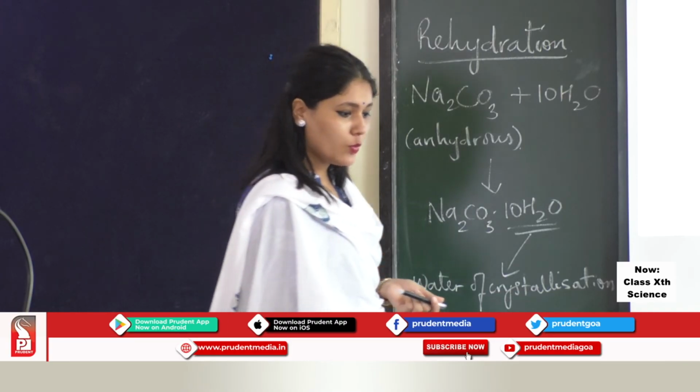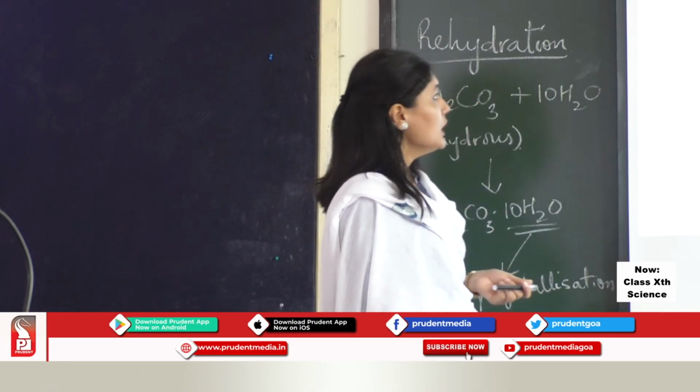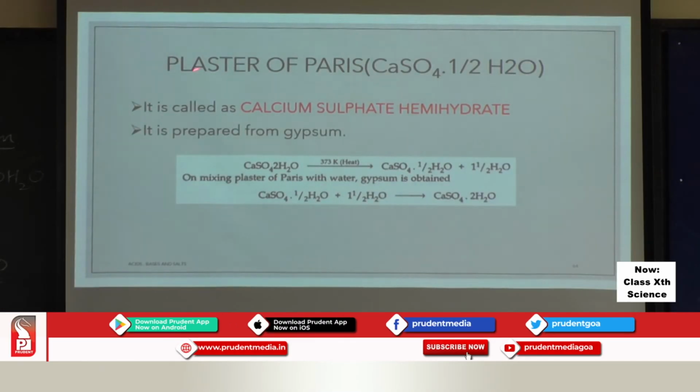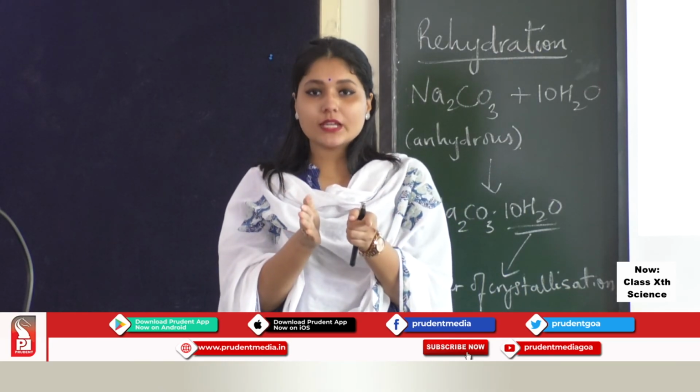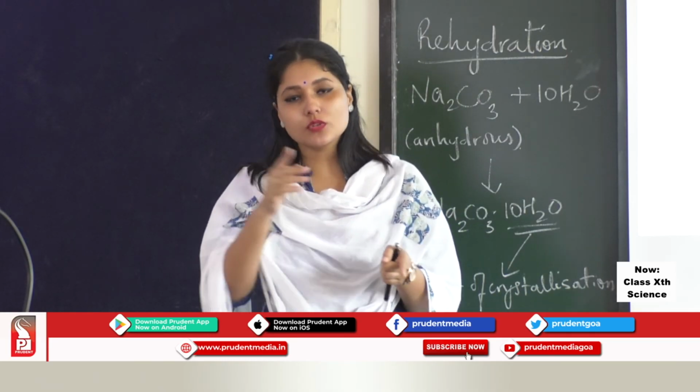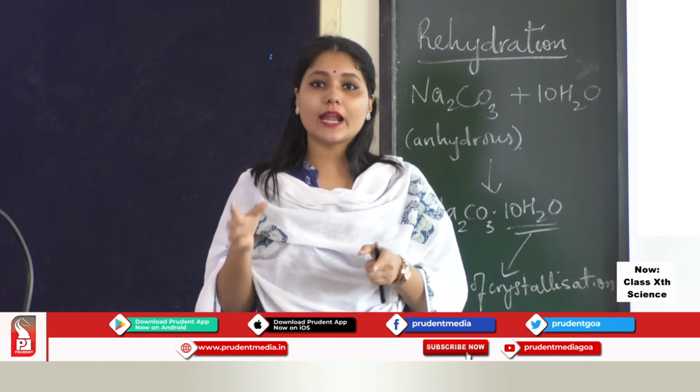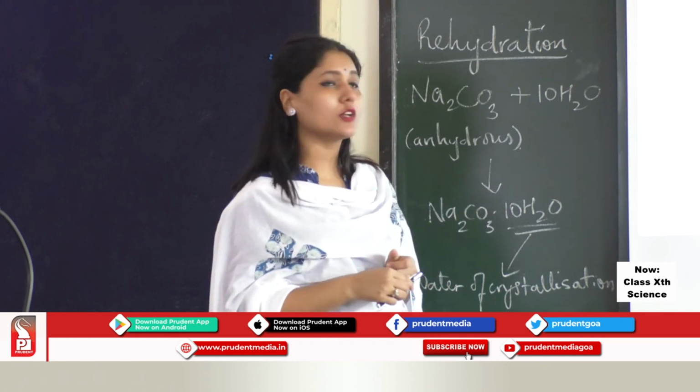Now let us move on to the last part, that is plaster of Paris. Plaster of Paris is called calcium sulfate hemihydrate, or you must have heard the very common term POP. Now what exactly is POP? If anyone has met with an accident and has a fracture, to keep the bones in a perfect position, the doctors apply a plaster, and that plaster is made up of plaster of Paris.